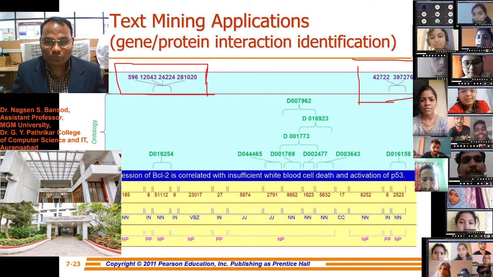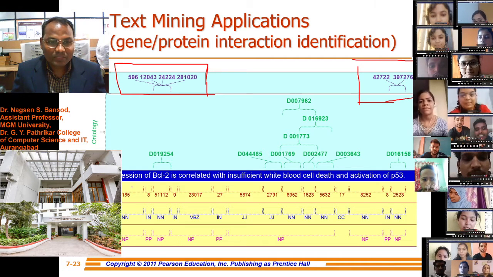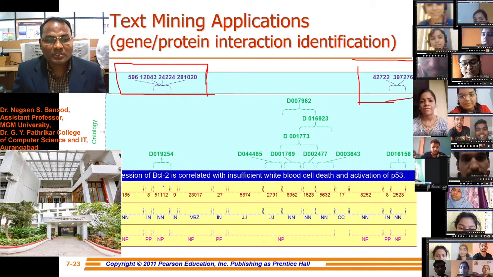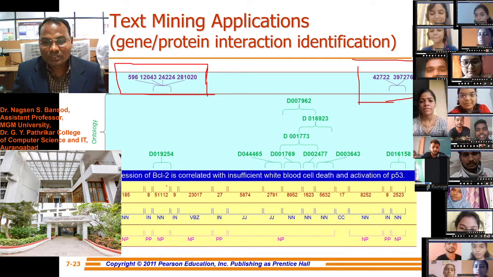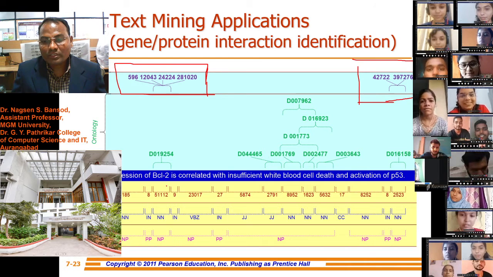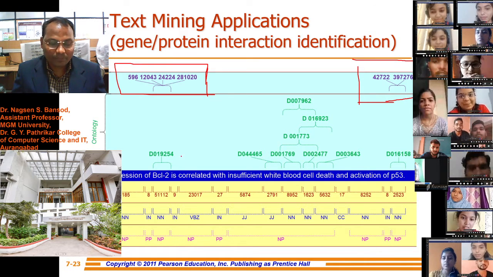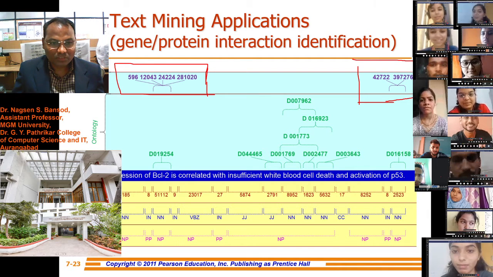These proteins are formed by some sequence, by some expressions. BCL2 is correlated with insufficient white blood cell death and activation of P53. The detail about this is given in some research paper.